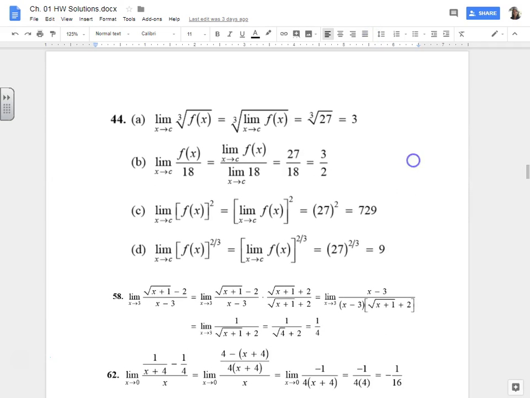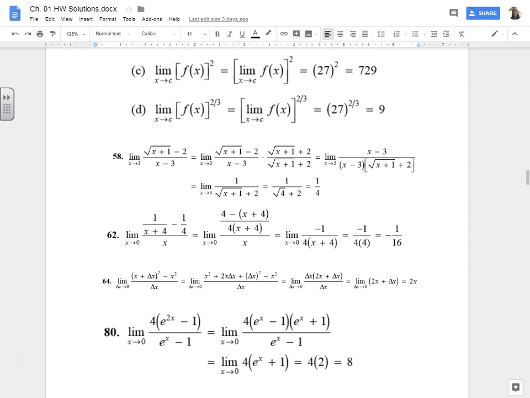Number 44a, 3. B, 3 halves. C, you guys can see it. I'll give you guys a second. Do you have time to write down all work? No. Do you have time to write down answers? You should. Go straight to the answer. If you have it differently, mark it wrong, put it right.